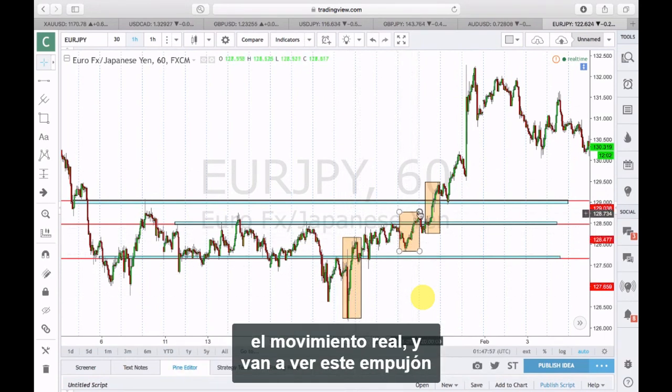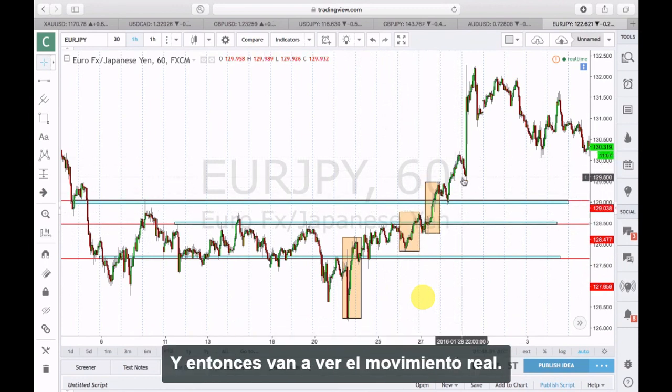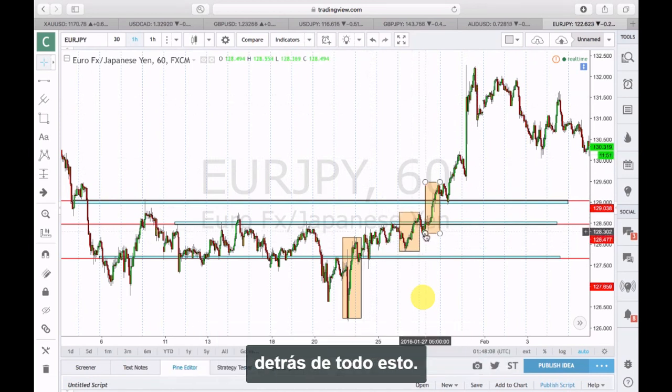Then you're going to see another push, and then the real move. And then a push, and then the real move. Our main focus is to capture the real moves behind this whole thing.